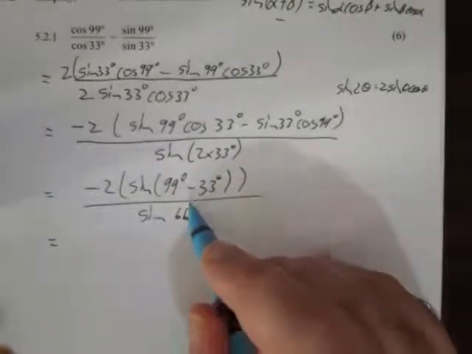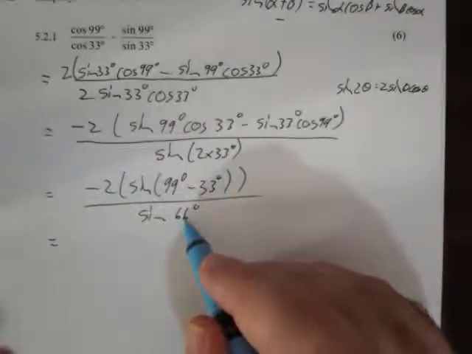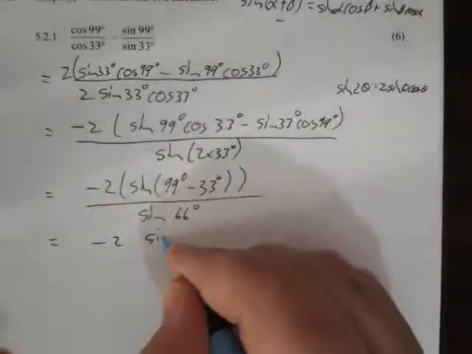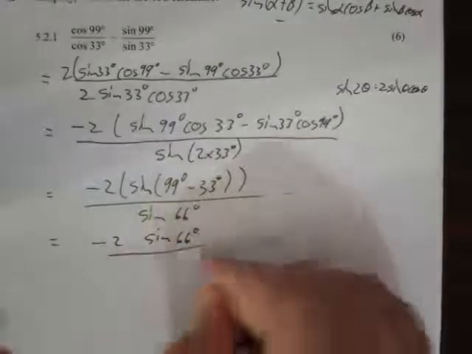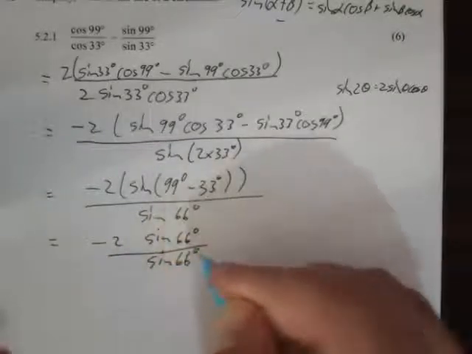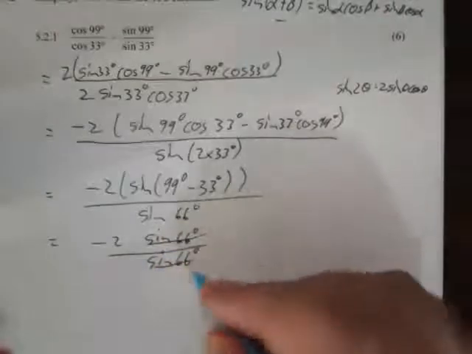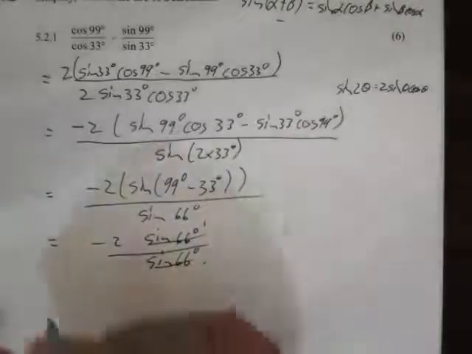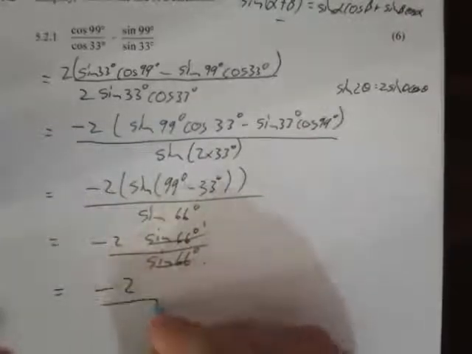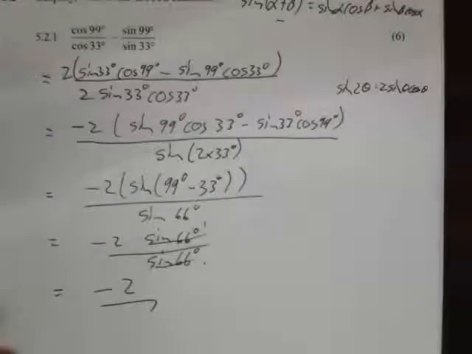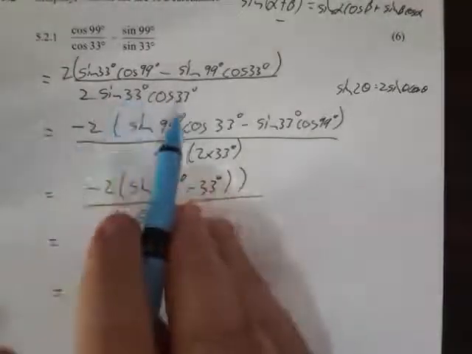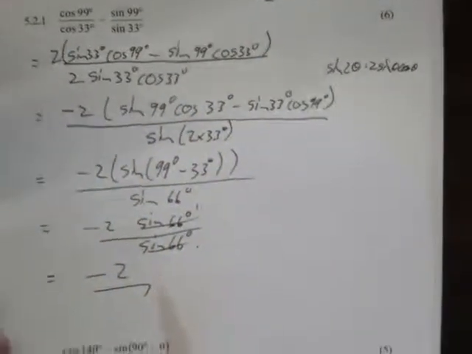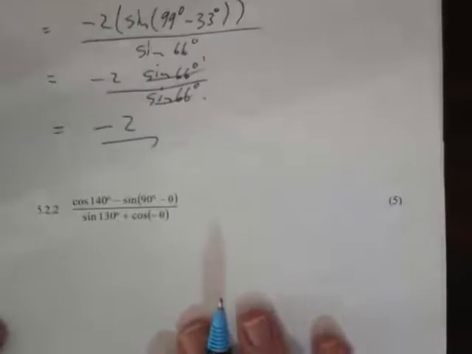Okay, so already we're starting to think 99 minus 33 is 66. So that will leave us minus 2 sine of 66 degrees over sine of 66 degrees. So we can say we can cancel. Sine of 66 goes into itself once and into sine of 66 once, which leaves us with minus 2. Okay, so we needed to recognize the double angle and the compound angle for sin. Okay. Let's move on to 5.2.